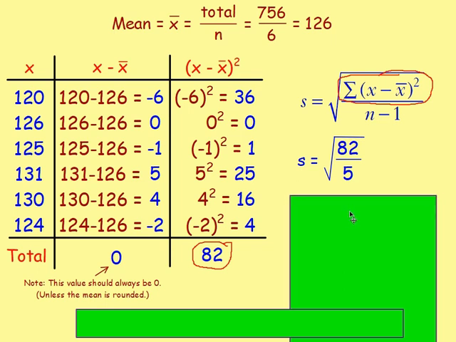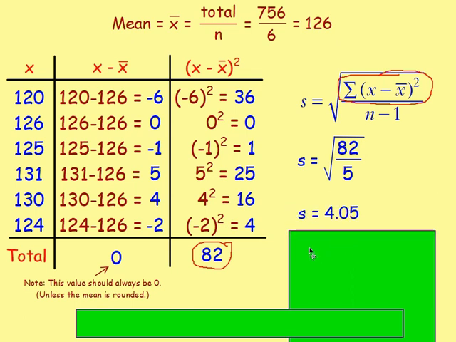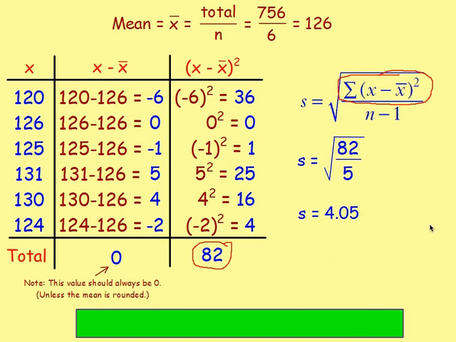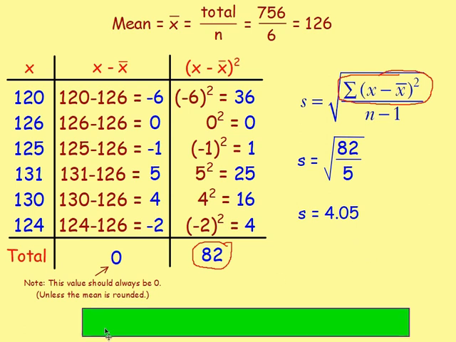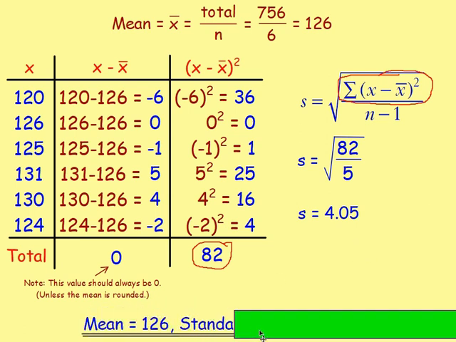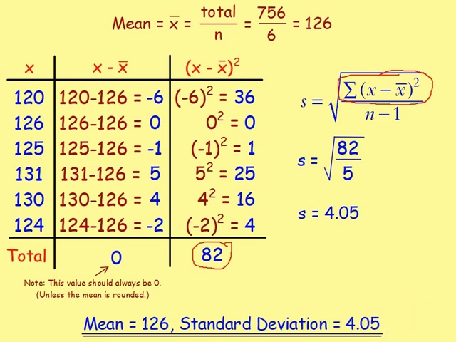All we have to do now is just bang that into the calculator. And you end up with, remember to take the square root, you end up with an answer of 4.05. Which means to answer part A, you would say there's a mean of 126 and a standard deviation of 4.05. High five, you.